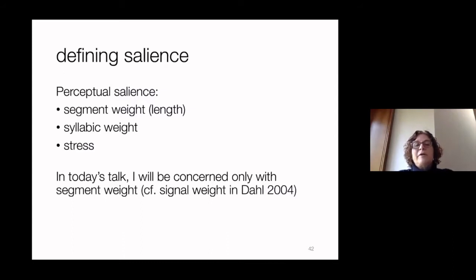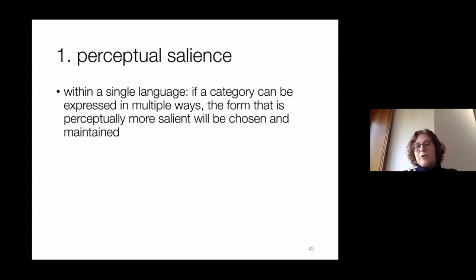Salience can be defined in various ways. It could be the weight of the segment, how long it is. It could be defined in syllabic weight or in terms of stress. Although all these factors are important, today I will only be concerned with the segment weight, what Dahl in his work on complexity calls signal weight. If we're comparing two items, one of which is longer, it will be perceptually more salient than the other.